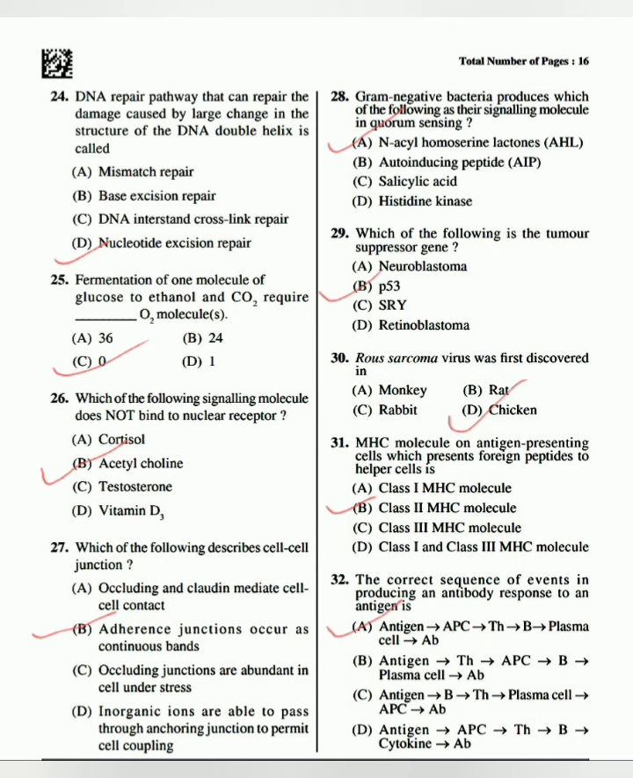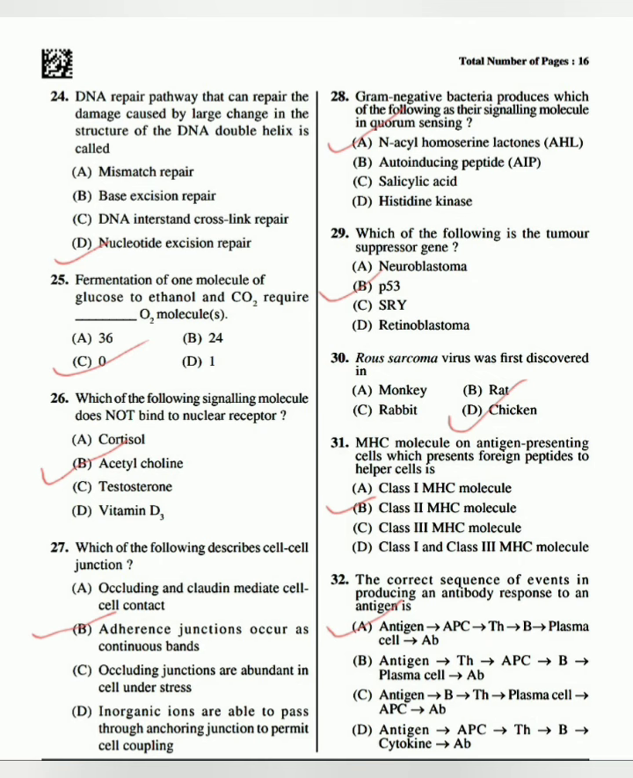Fermentation, next question. Fermentation of one molecule of glucose to ethanol and CO2 requires dash number of oxygen molecules. How can we say that it requires oxygen molecules? Use common sense, you will get your answer. Zero oxygen molecules. Option C is your correct answer.